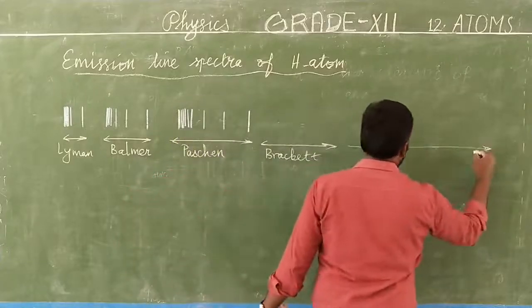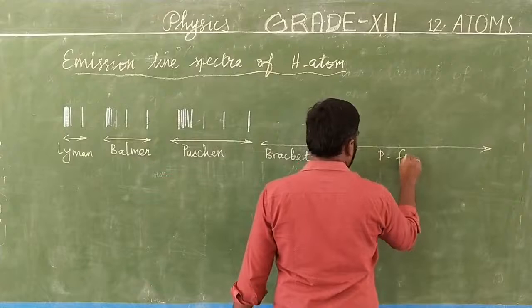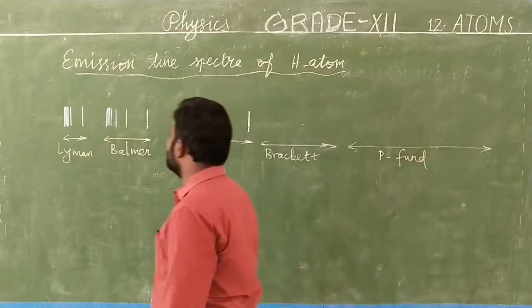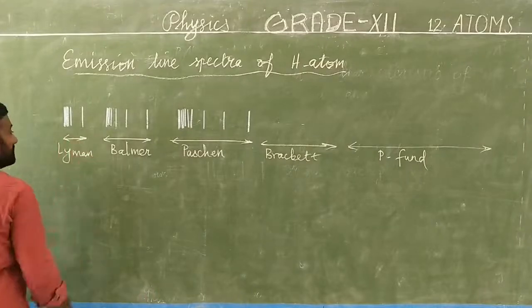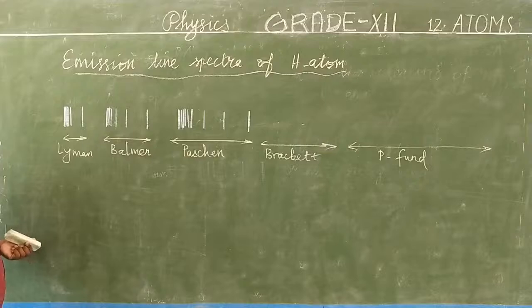And the last one is Pfund. So these are the spectral series: Lyman, Balmer, Paschen, Brackett, and Pfund series. Each is an initial line spectrum of the hydrogen atom, because hydrogen is the simplest atom, so we have the simplest spectrum like this.